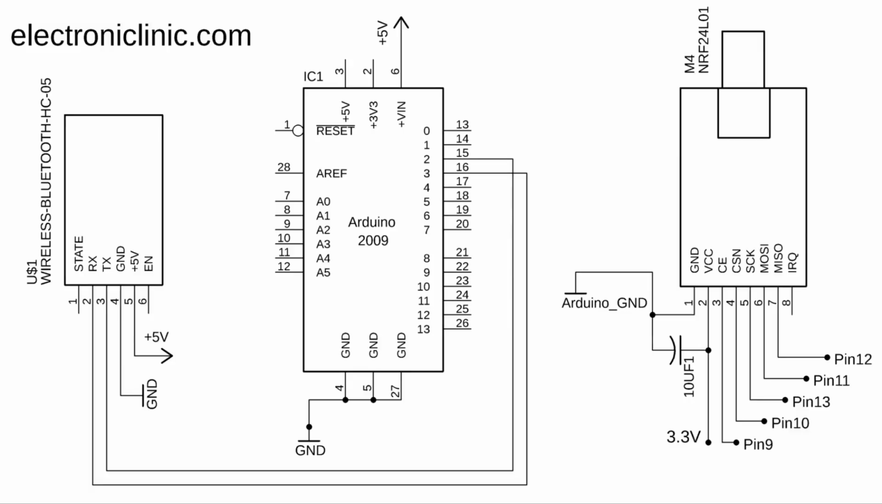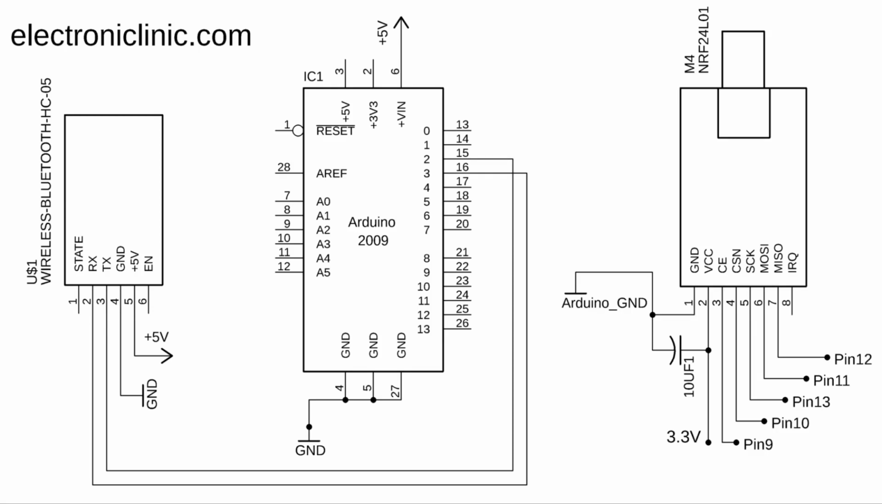On the transmitter side, we have a Bluetooth module HC-05, an Arduino Nano, and an NRF24L01 transceiver module. The 5-volt and ground pins of the Bluetooth module are connected with the 5-volt and ground pins of the Arduino. The RX and TX pins of the Bluetooth module are connected with Arduino pins 2 and 3. A decoupling capacitor of 10 microfarad is connected across the VCC and ground pins of the NRF24L01 module. The VCC and ground pins are connected with the Arduino's 3.3 volt and ground pins.